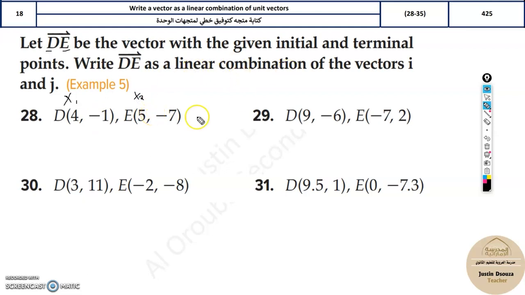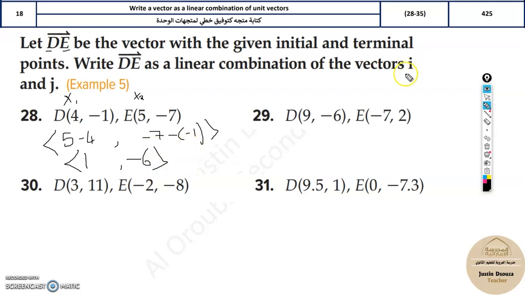Before we write it as a linear combination, we need to find the component form. Component form is basically the difference in the x terms and the y terms. So you will get x2 minus x1, that is, the second term minus the first one. It is 5 minus 4. And the same thing with y: it is minus 7 minus of minus 1. So you will get 1, and over here you will get minus 6. So this is the component form.